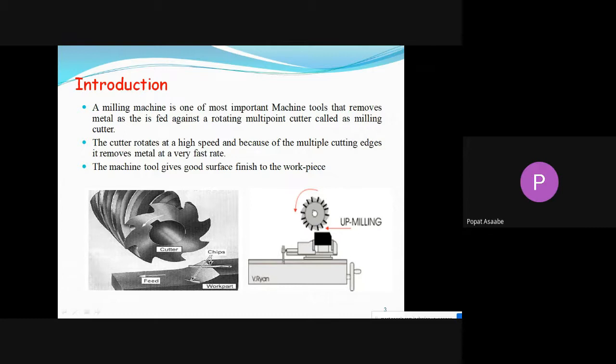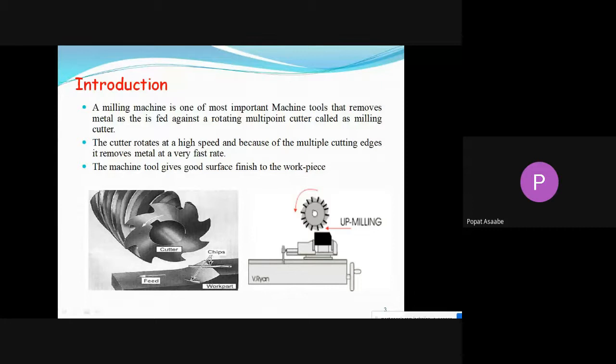That milling cutter is mounted on the milling machine and it is rotating. The cutter has multi-point cutting edges, and with their help we can remove material easily from the workpiece. The cutter is rotated with the help of an electrical motor, and we give the feed to the workpiece. It is necessary to feed the workpiece against the rotary cutter, and that rotary cutter will remove the metal from the workpiece.